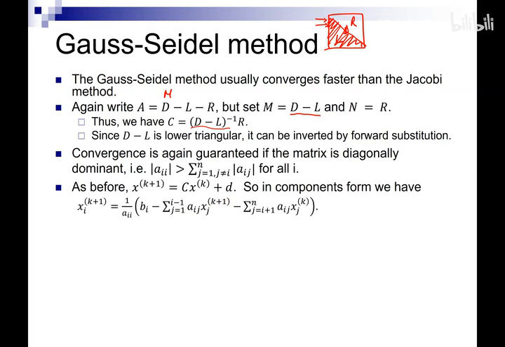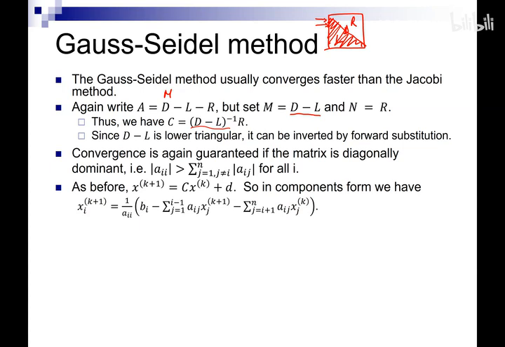Okay, we're in the k plus first iteration. Then for the second part of the sum, you're going to multiply that by x of k, which is what you computed from the previous iteration. So the way this is going to work is we're going to compute these components of x of k plus 1 one by one, for i equals 1, 2, 3, and so on.